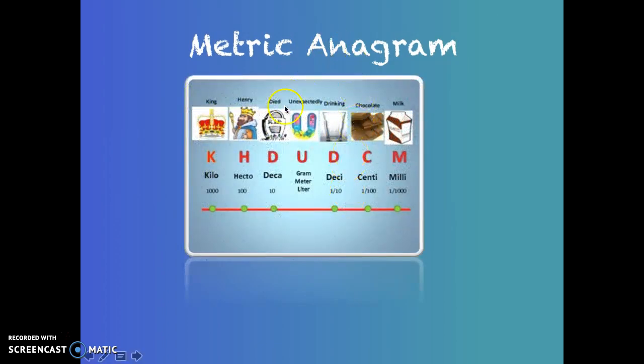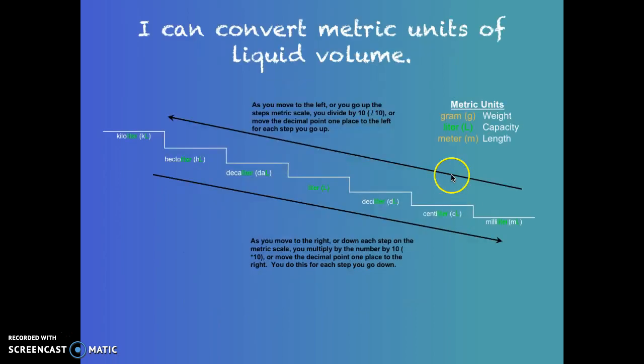Okay, so we can still use the same anagram. King Henry died unexpectedly. This time we're using liters. Drinking chocolate milk. Same thing you have in your notebook. Okay. There it is. King Henry died unexpectedly drinking chocolate milk.